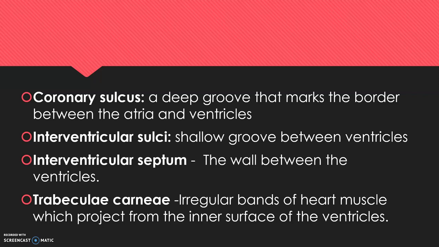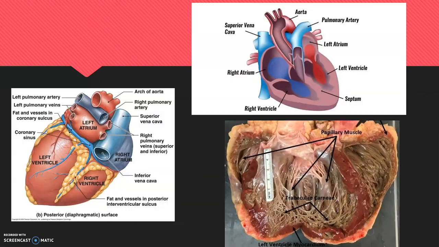The interventricular septum is the wall that separates the right and the left ventricles. And then the trabeculae carneae, they're kind of like irregular bands of heart muscle. They are going to project into the inner surface of the ventricles. They're kind of like crossbars of flesh. They run along the ventricular walls. They allow for blood to get through there.